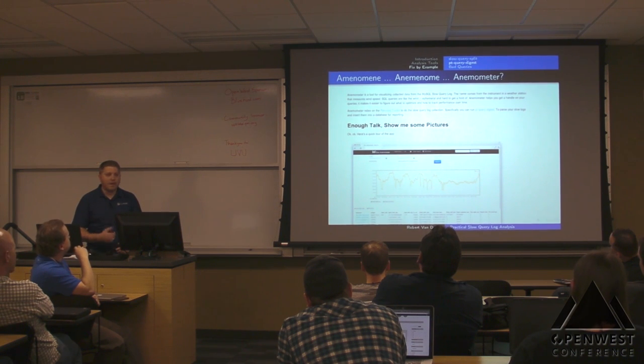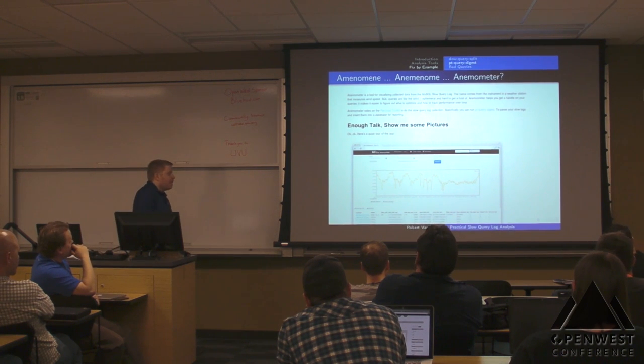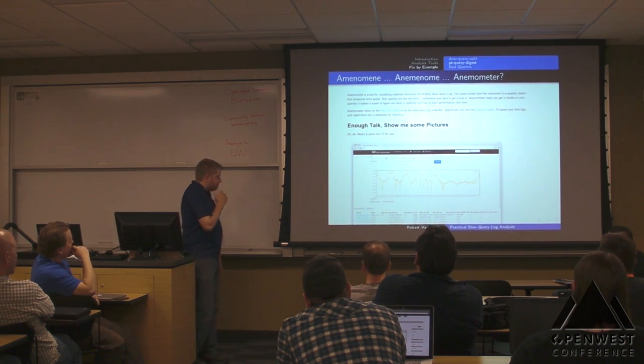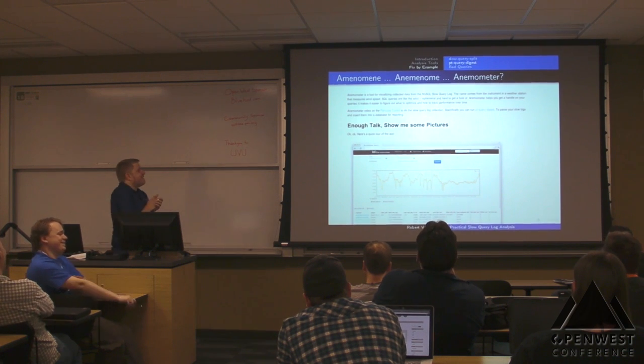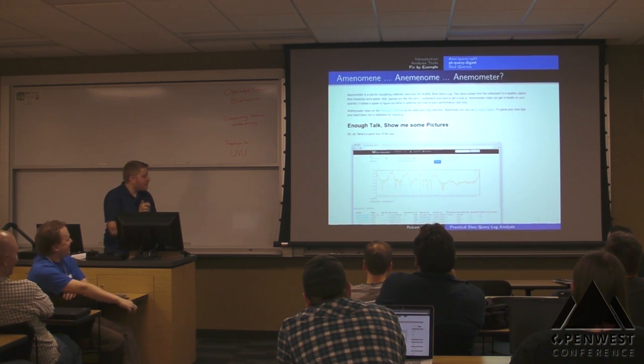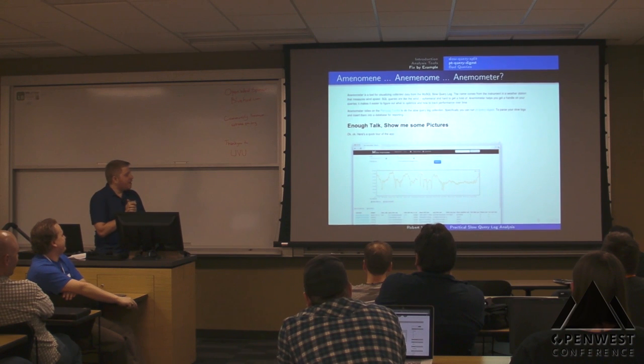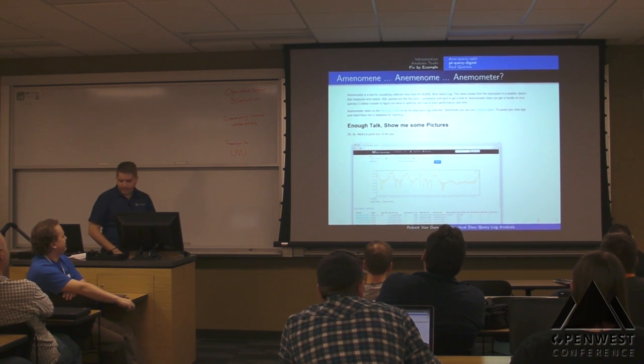So this guy at Box said, hey, that query review history stuff, that's pretty awesome, but I like pretty pictures a lot more than I like looking at raw structured data outputs. And so he said, let me slap together some stuff. Don't tell anybody it's written in PHP. He called it Anemometer, and it looks kind of like that.